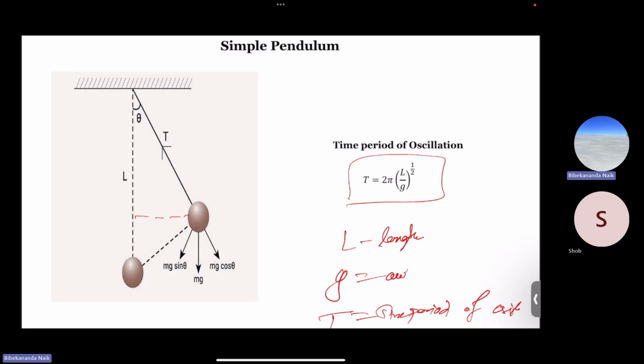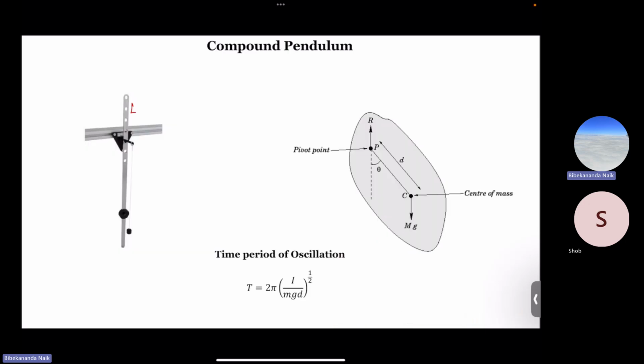In case of the compound pendulum, here this is the compound pendulum. There is a center of mass somewhere. This is called the center of mass, and the time period of oscillation is defined by T equal to 2 pi square root of I divided by mgd, where I is the moment of inertia.